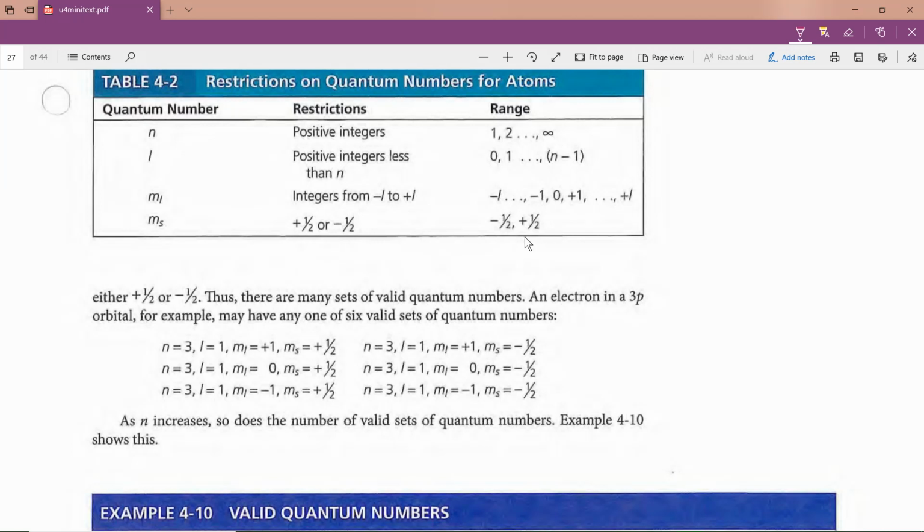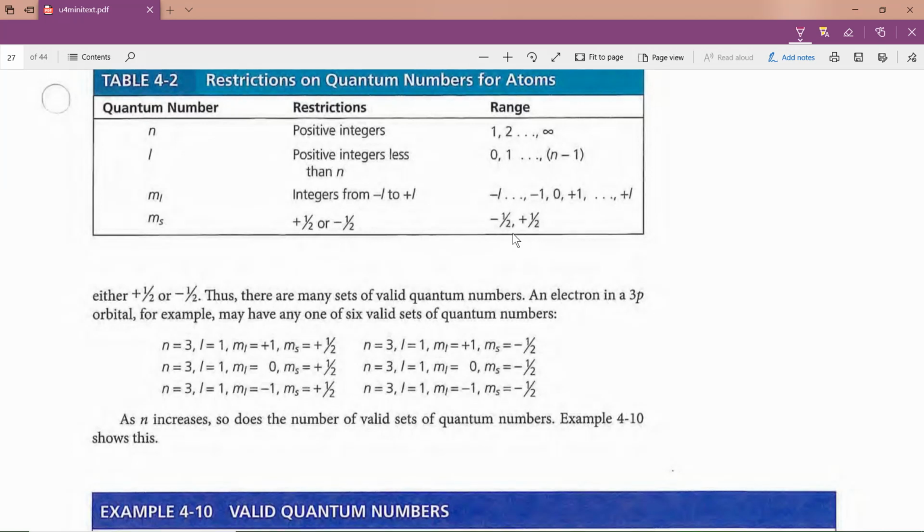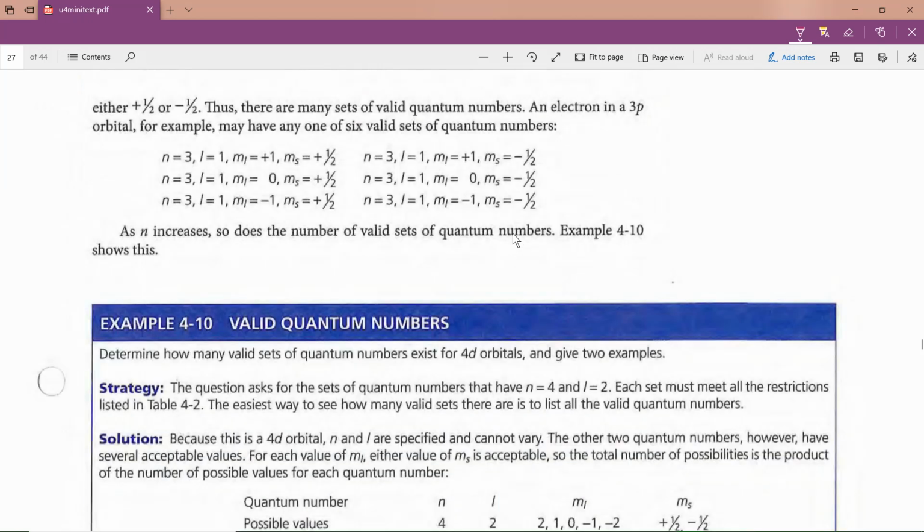That's it. So, for an electron in a 3p orbital, you could have n equals 3, l equals 1, m sub l equals plus 1, m sub s is plus 1/2. Or m sub l equals 0, the others being the same. Or m sub l equals minus 1, the others being the same. Or, what's the difference here? Oh, now we're just switching all the m sub s to negative 1/2. So there are 6 valid sets of quantum numbers for an electron in a 3p orbital.